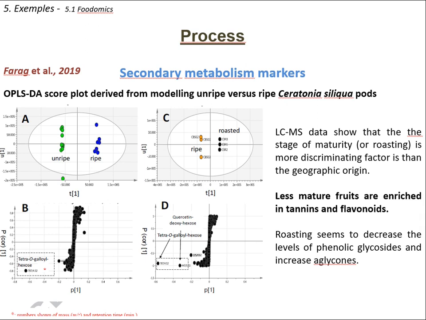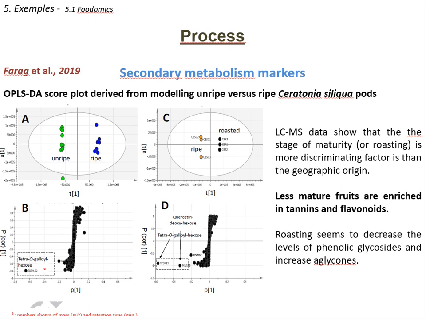Here is another OPLS-DA showing the difference between unripe and ripe, and ripe and roasted. It shows, in fact, that the secondary metabolites cannot really discriminate between the regions, but, as I said, you can find some markers of ripening and roasting. In this case, you have the same result as in the principal component analysis, but it's even more obvious. And you find tetra-galloyl hexose.